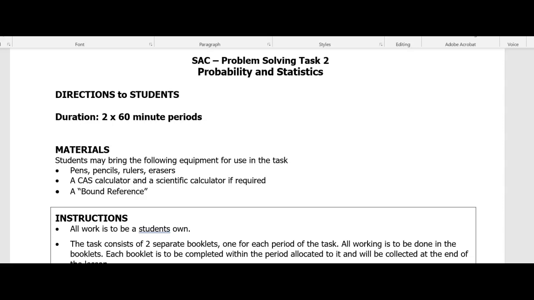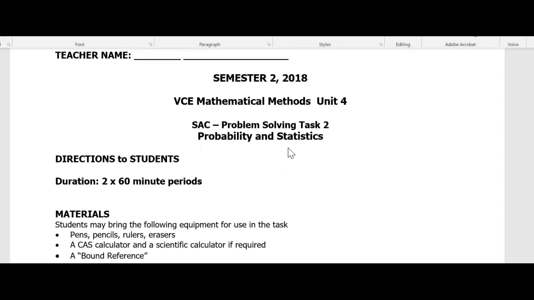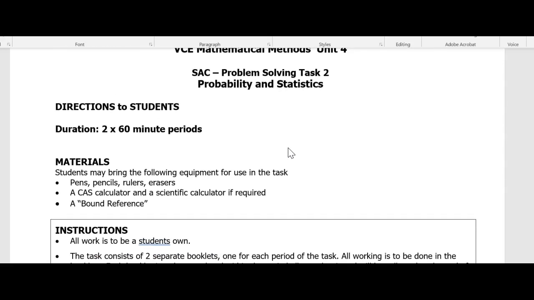Hi everyone, in this video we're going to go through the solutions to the probability SAC from 2018. I don't think the date's on there. Oh, there we go, 2018.